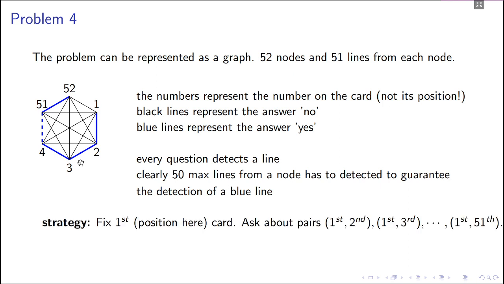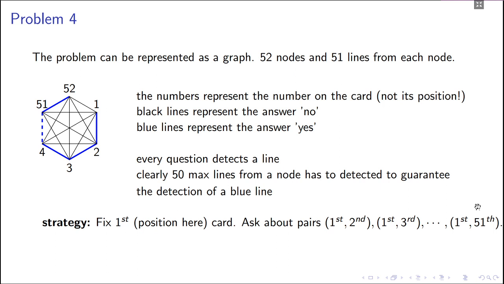You fix one card, let's say the first card. First here means position, not the number. You do not know where the number one is. You just fix the first position. Maybe it's number 3, maybe it's number 51, anywhere. Then you ask between the pairs: first and second, first and third, up to first and 51st. If all of them are no, then the first and 52nd card are the consecutive ones.